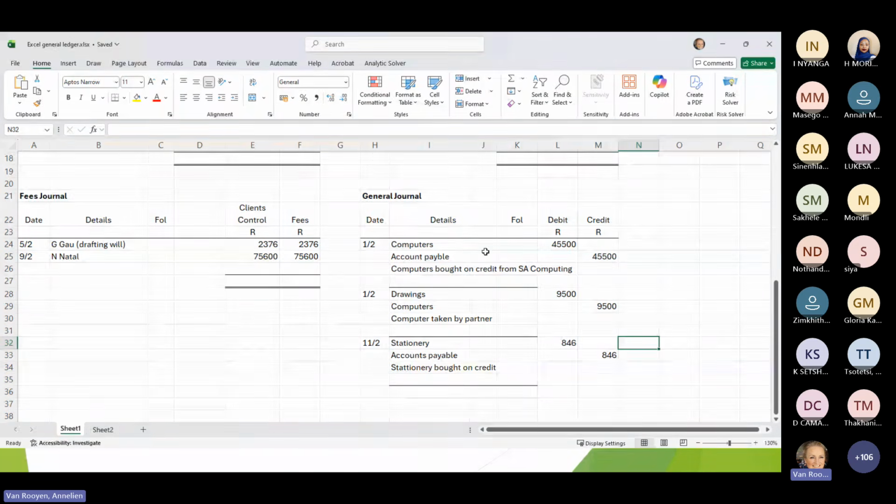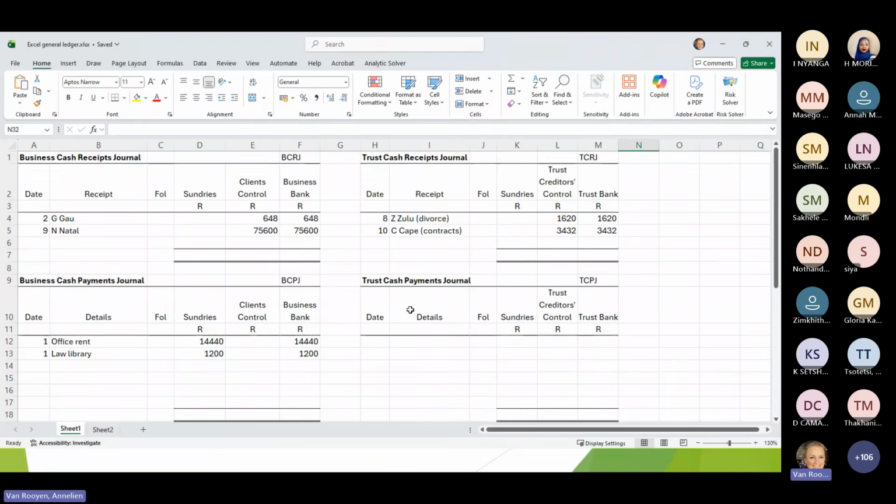All right, number 12. Natal instructs the attorneys practice to act on his behalf in a third-party case and pays a deposit of 720. What is it? Is it a general journal? Is it a fees journal? Pays, a trust payment journal. Trust cash receipts journal. Everybody agree on that?